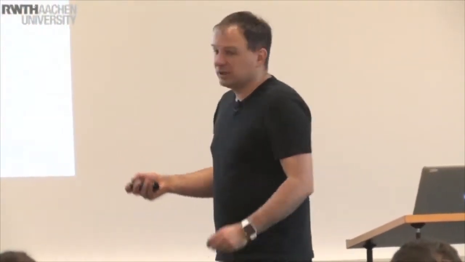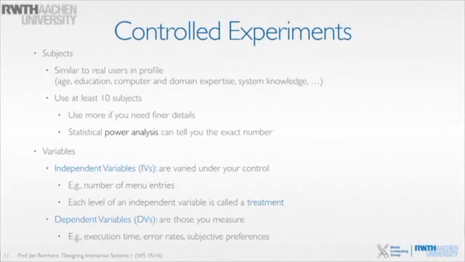Or if it's not true for all the kinds of menu numbers, you might be able to show something. Say short menus, pi menus are better. Long menus, linear menus are better. So we've learned something again. Each level of an independent variable, like pi menu, linear menu, or 5, 10, 15 menu items, is called a treatment in statistics. And the dependent variables are the ones that you actually measure.